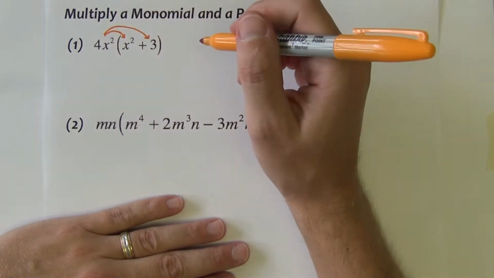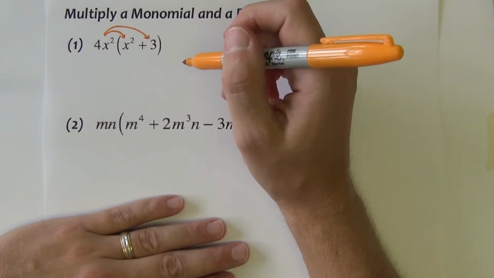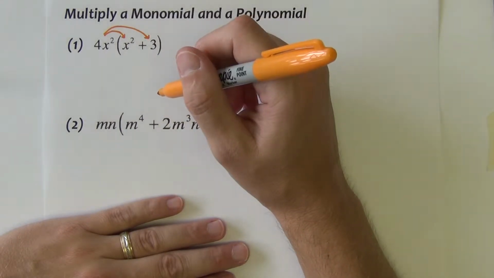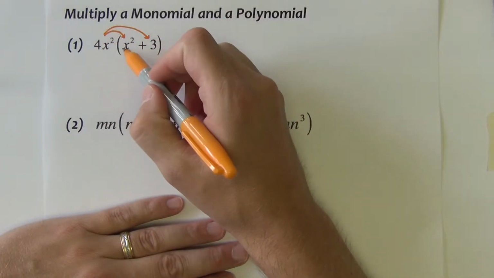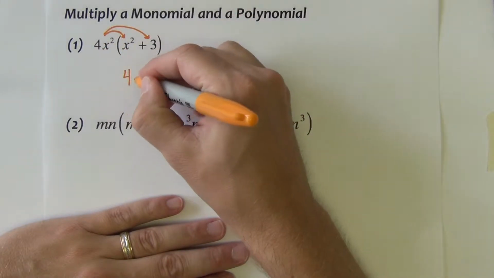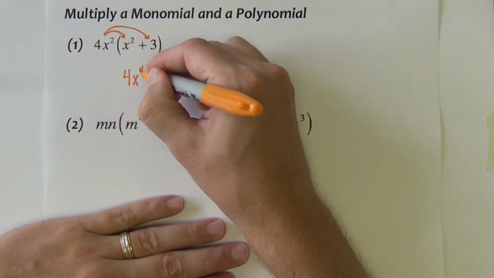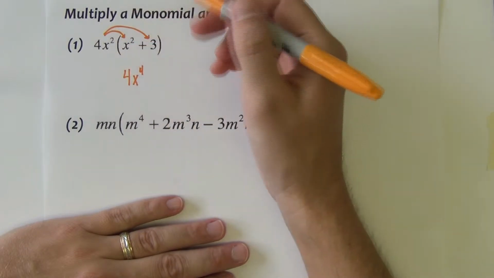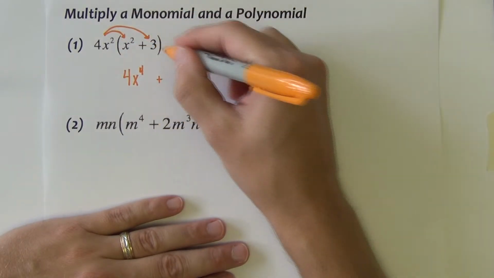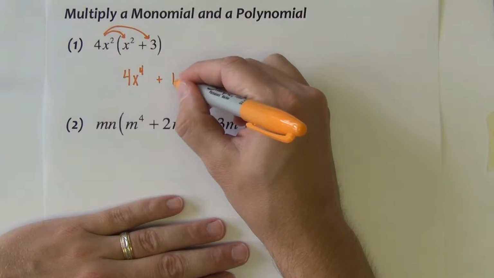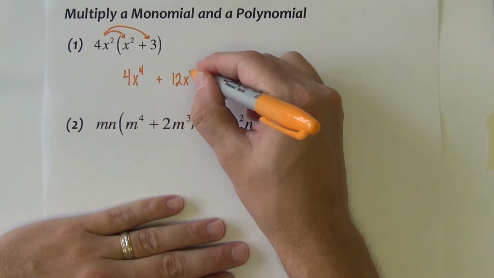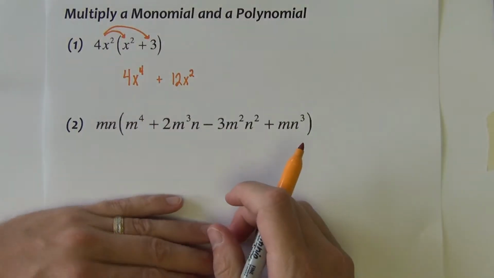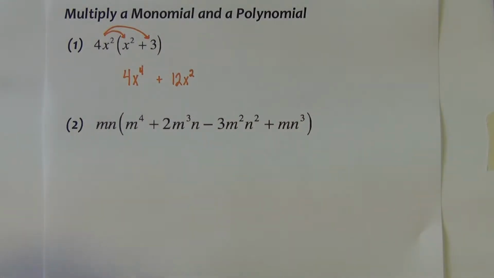The key is to remember that when we distribute and we multiply variables together, we're going to add the exponents above those variables. So when I do 4x squared times x squared, it is 4x to the fourth. Power becoming 4 because we're doing 2 plus 2. When I distribute it to the 3, I'm just doing the 4 times the 3 to make 12, and that x to the second just kind of comes along for the ride. That's our answer to the first one.